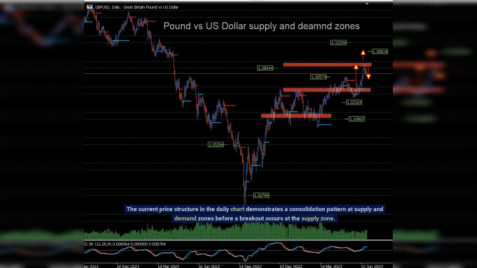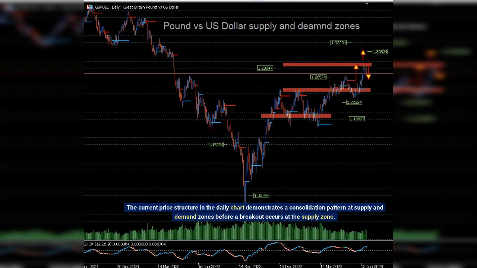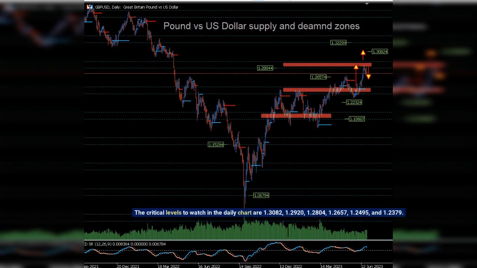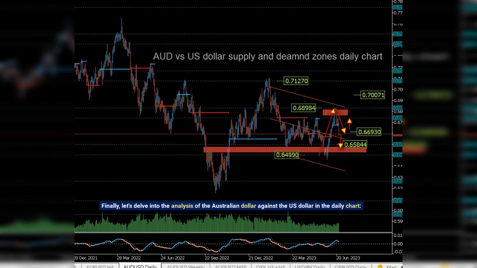The current price structure in the daily chart demonstrates a consolidation pattern at supply and demand zones before a breakout occurs at the supply zone. If this pattern repeats, the price may decline towards the current demand zone at 1.2495 to 1.2379. The critical levels to watch in the daily chart are 1.3082, 1.2920, 1.2804, 1.2657, 1.2495, and 1.2379.